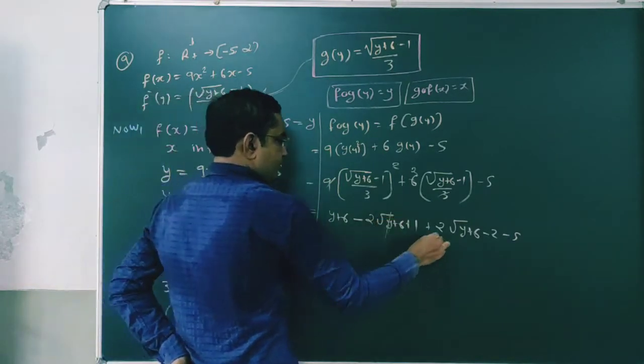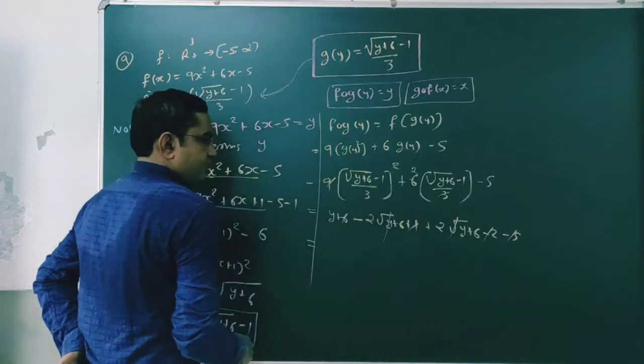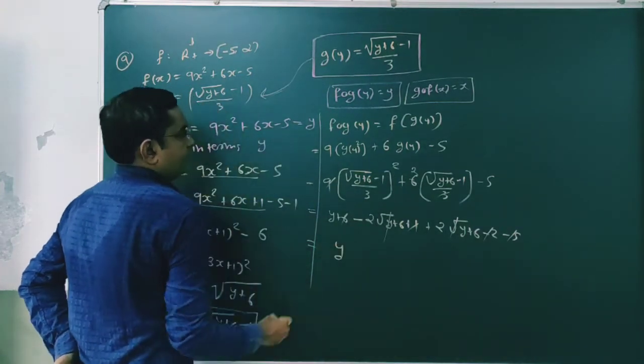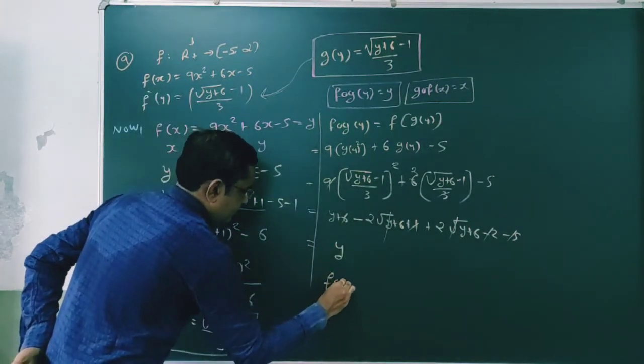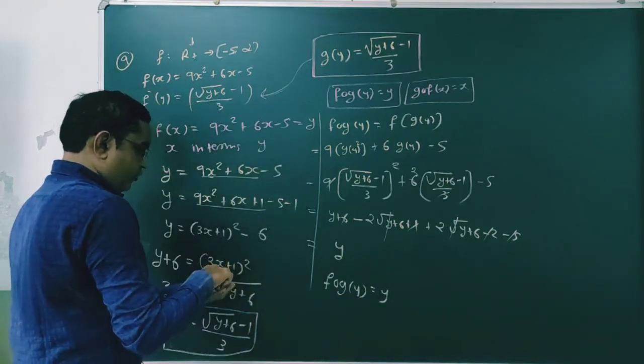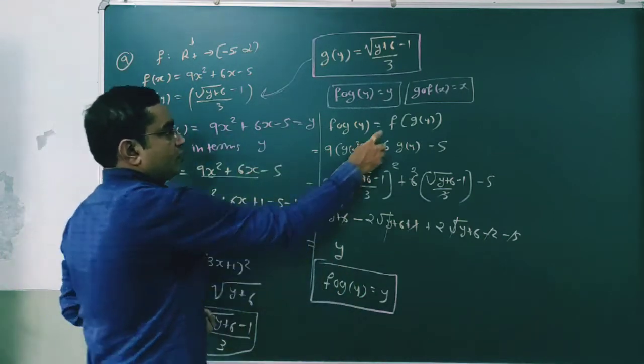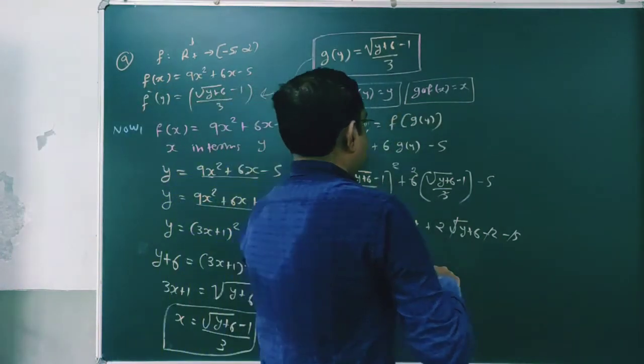So what happened here: plus 6, plus 1 is 7, minus 7 cancels, this is equal to y. So here we have proved that fog y equal to y. Done. First condition is done, fog y equal to y. After that, what is the second condition to prove? gof x equal to x. Let us prove this here.